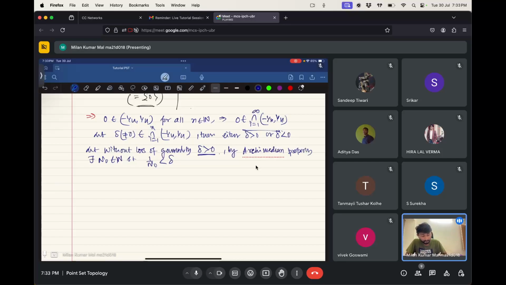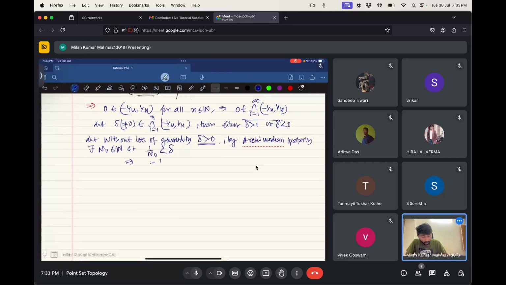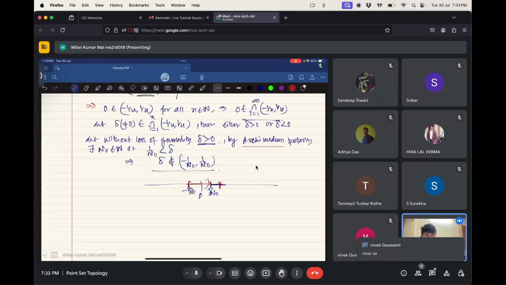Right, so that means minus 1 by delta naught, that means minus 1 by delta does not belong to minus 1 by n naught comma 1 by n naught. Is it clear? First of all, this is clear because if you look at this, this is 0, this is 1 by n naught, this is minus 1 by n naught, and delta is somewhere on the right hand side. This can't be in between; delta is somewhere here. Okay, that is what it is saying.